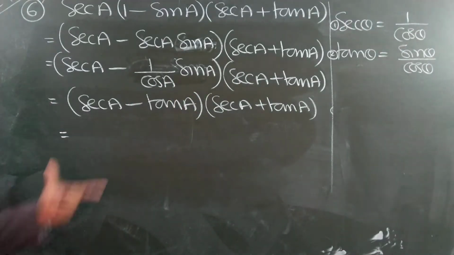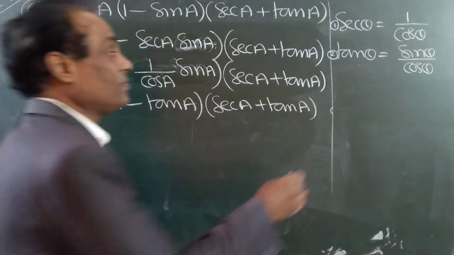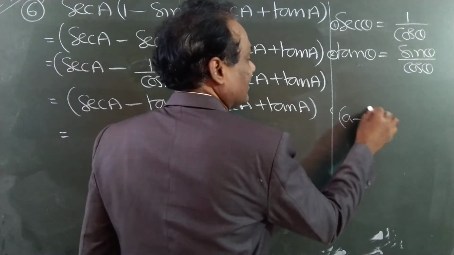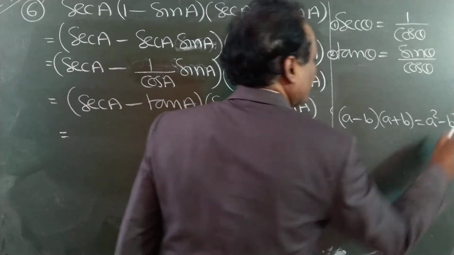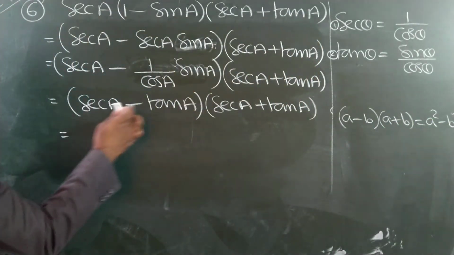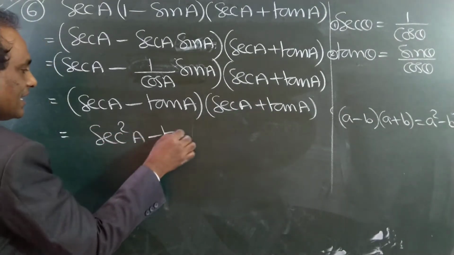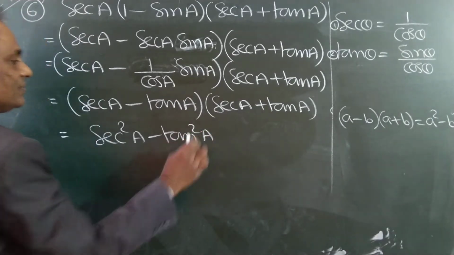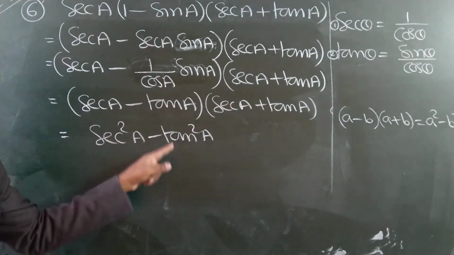Now, a minus b into a plus b is a square minus b square.